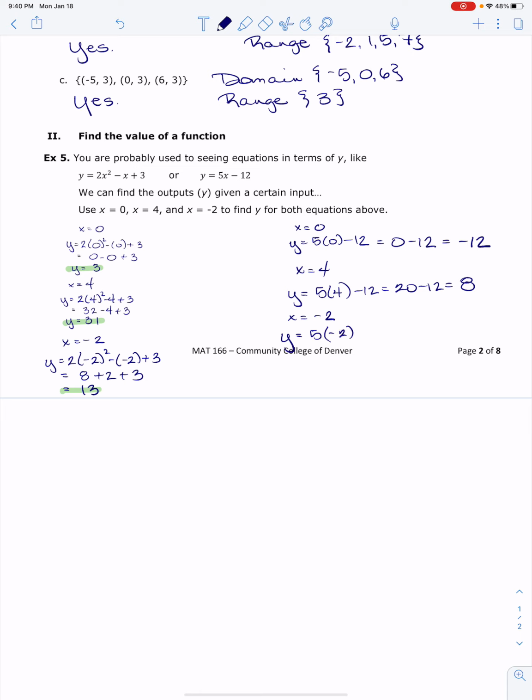So here I got 5 times -2 minus 12. I tend to get confused if I'm trying to talk and write at the same time. So I typically will write out all the steps just so I don't miss anything. And here I get y equals -22.